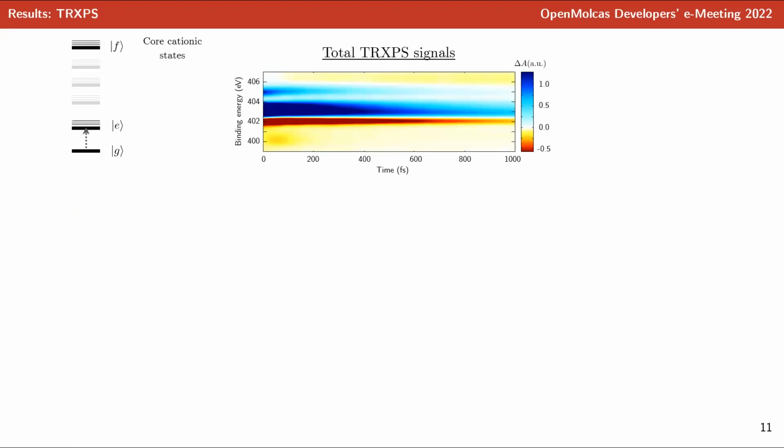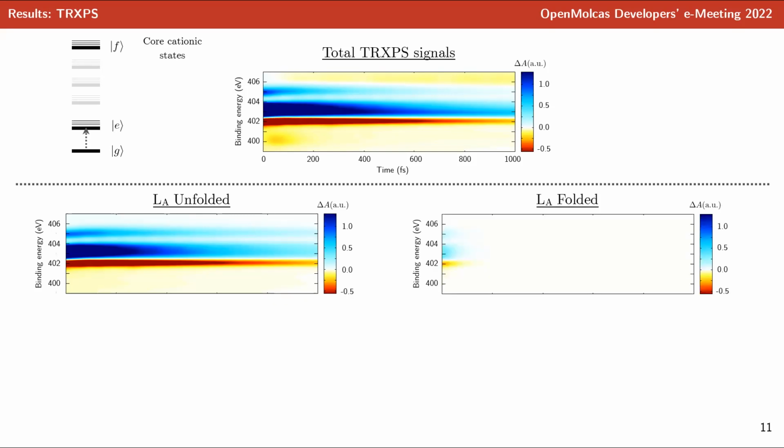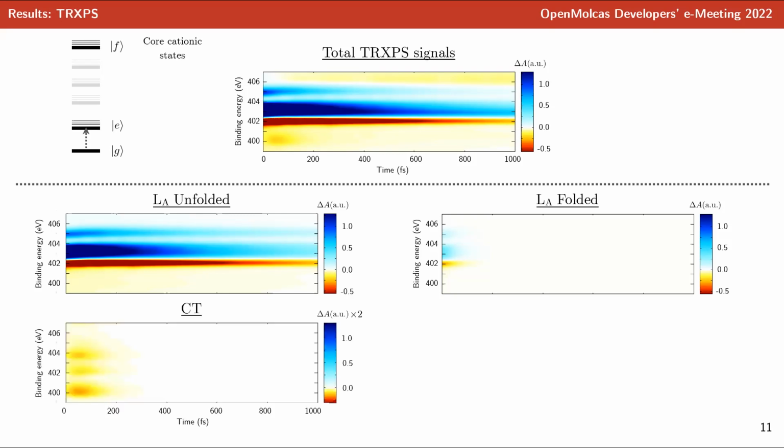If we finally move to transient X-ray photoelectron spectroscopy, always on the nitrogen K edge, we now have a less congested map. In fact, you can see that all these signals are spread over a very large energy window. And if we analyze the signals one by one, we have the one coming from the unfolded conformer, which is the dominant one. Then we have the one coming from the LA excited state of the folded, which is suddenly depopulated again, but it is basically the same as the one from LA of the unfolded one.